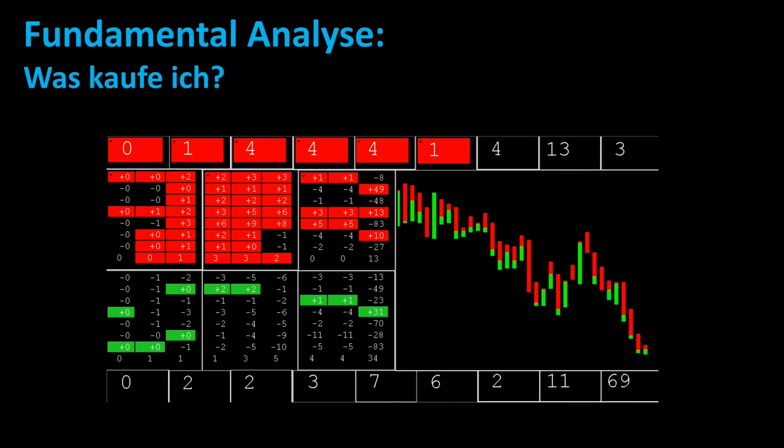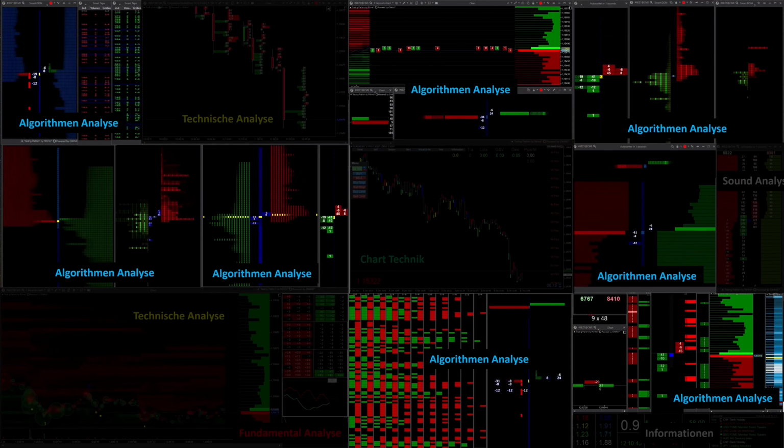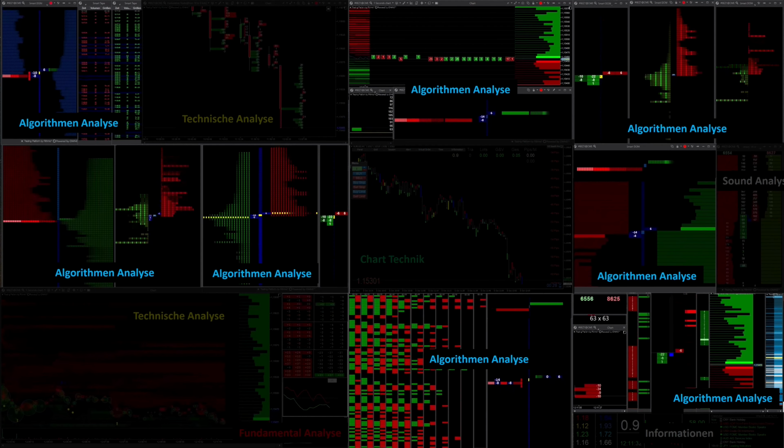In order to look deeper into the eye of the tornado, I developed the algorithms analysis. The strength of the market and limit orders is viewed and evaluated using different approaches. Another important element here is the pulling and stacking, which gives me very helpful information. This puts me in a position to realize the optimal time for my entry.